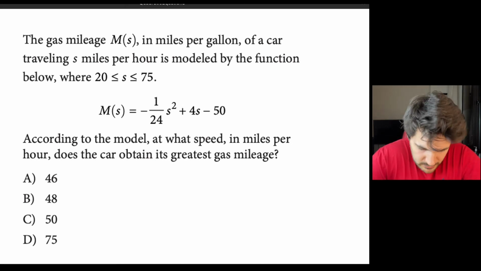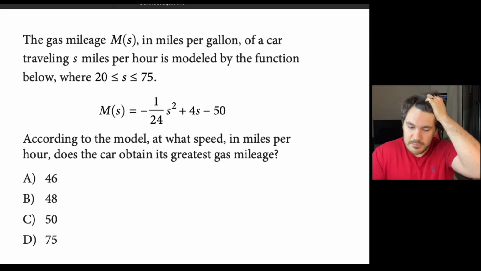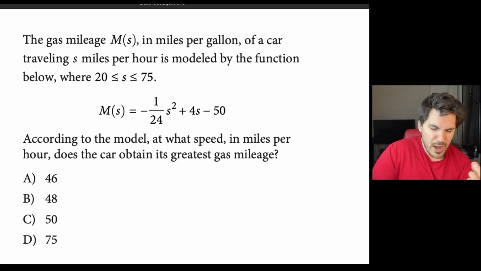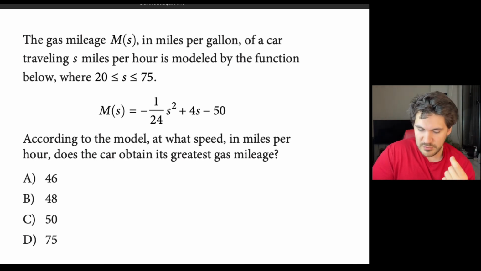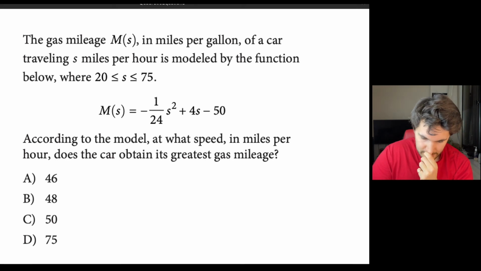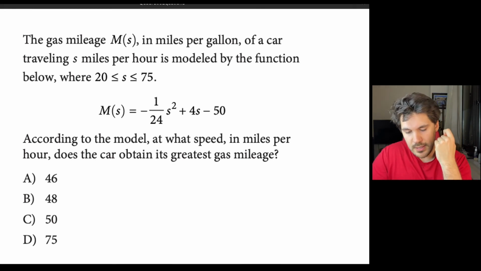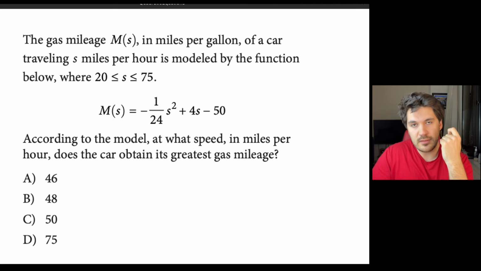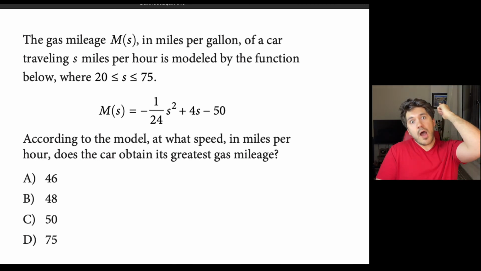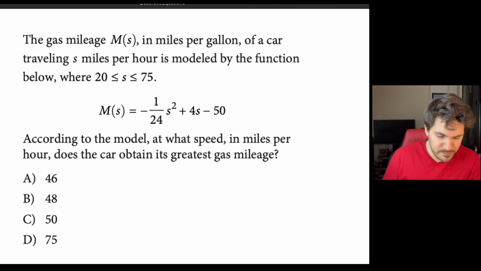So let's see what we got. Gas mileage, M of S in miles per gallon of a car traveling S miles per hour, is modeled by the function below, where S is between 20 and 75. According to the model, at what speed in miles per hour does the car obtain greatest gas mileage? Okay, so greatest gas mileage, greatest. We're dealing with a quadratic, so this tells us to use the vertex.